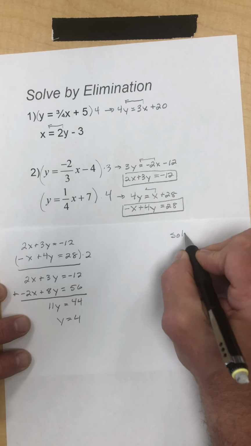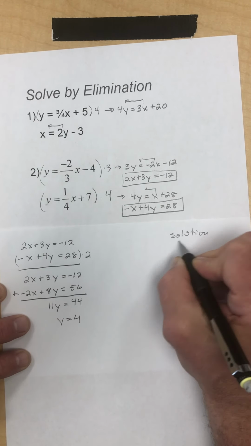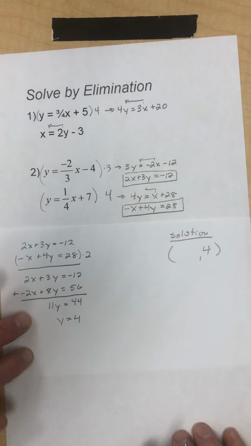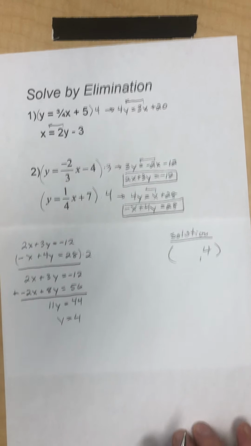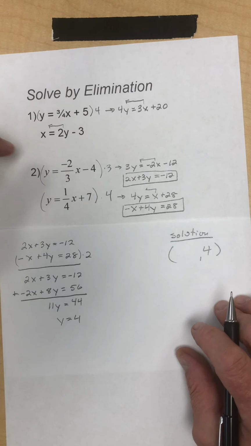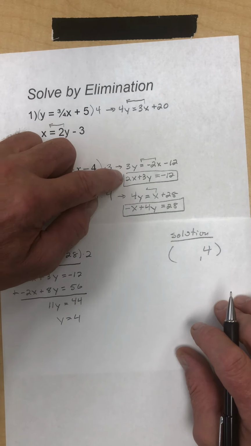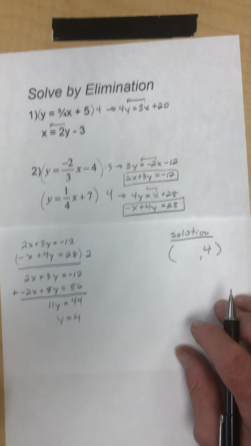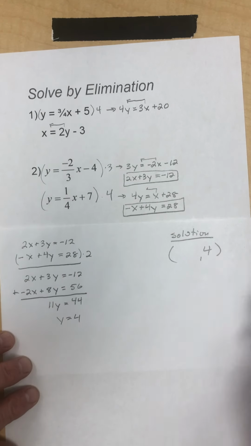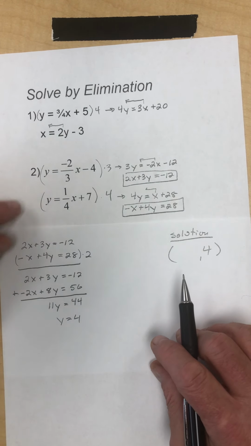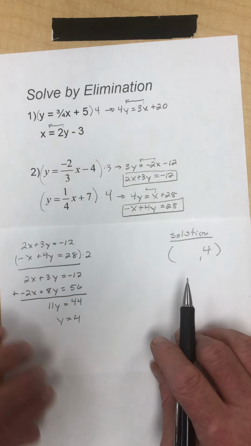So I know in my solution, my y coordinate is 4. Okay, so I got to go back. I could go to this form of the equation, I could go that form of the equation, or I could go to this guy or that guy. It doesn't make any difference. Okay, I just got to go back and substitute 4 in for y and solve. So I'm going to take this guy. I'm going to use that guy.